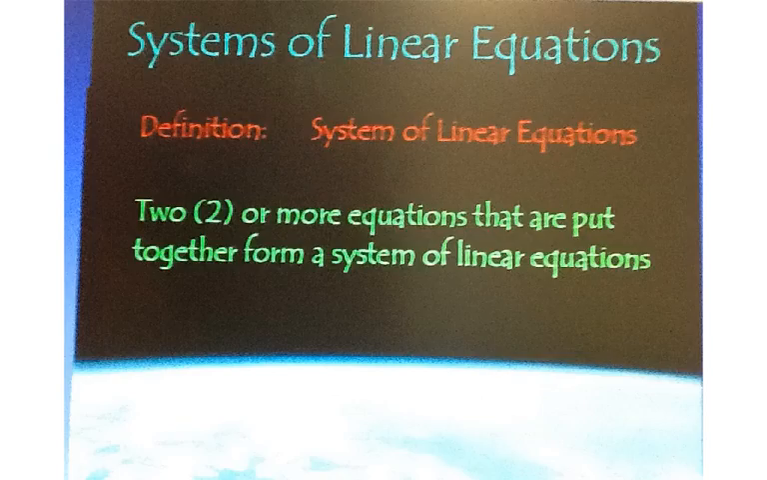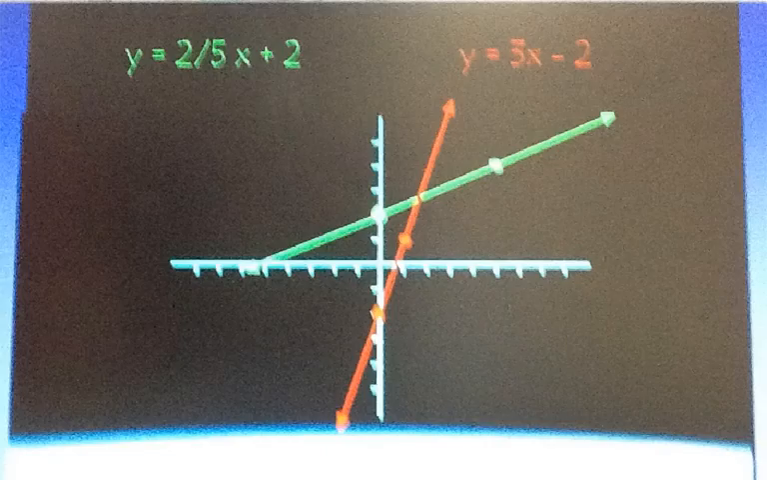Algebra 2. Today we're solving systems of linear equations, and the way it becomes a system is if you have two or more equations. So if you have two equations or more, it is a system. This is a system of equations. You have two lines on the graph. That's what makes it a system.